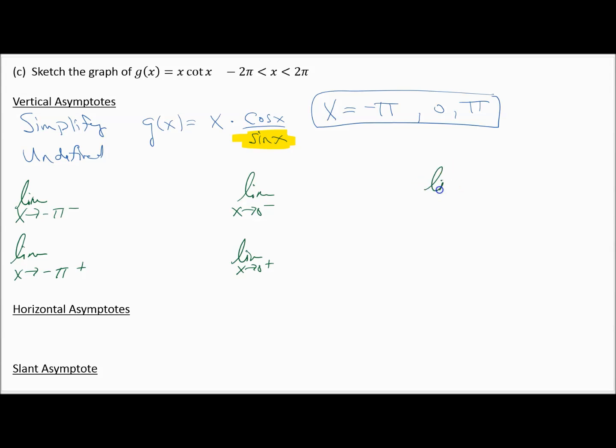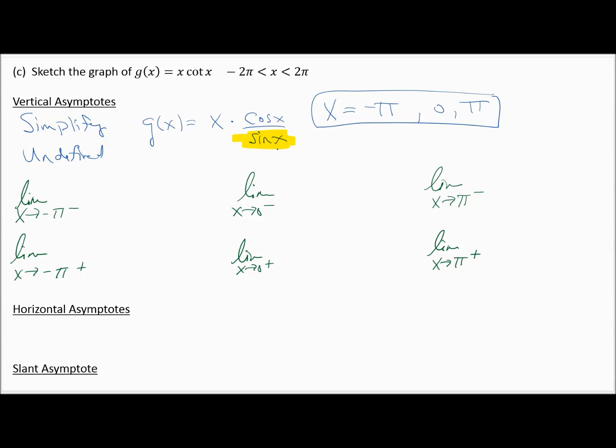And then finally, the limit as x goes to pi from the left side, and the limit as x goes to pi from the right side. Now, here's what we already know. We know the answer is either plus or minus infinity, because that's what happens when you have an undefined situation. We've got to determine which one it is. And so whenever that's the case, that's when I play with signs.